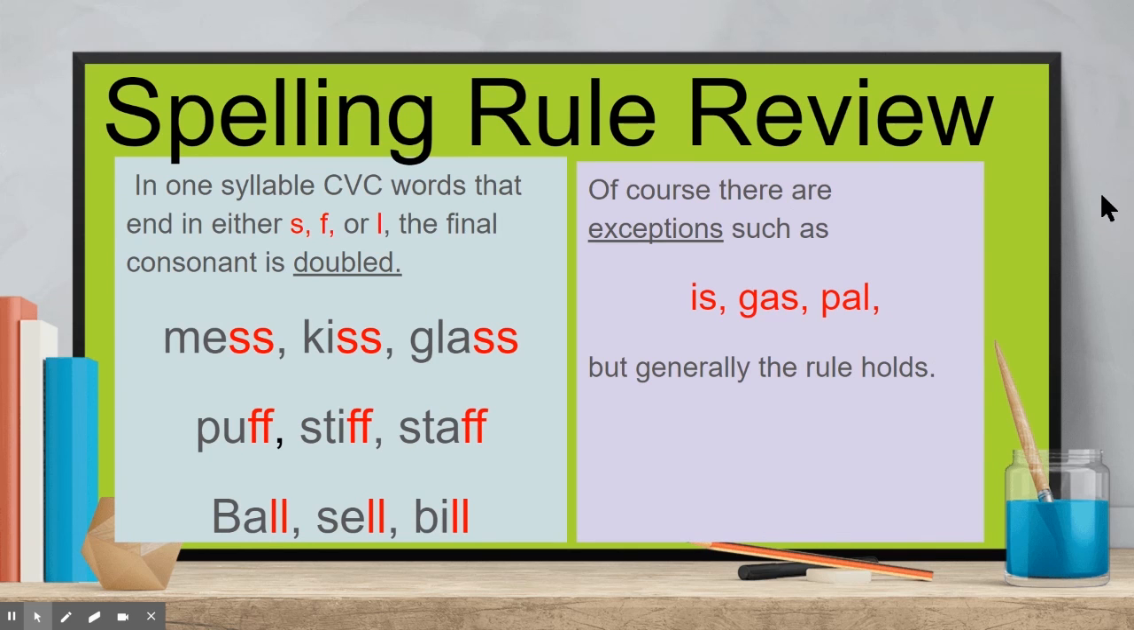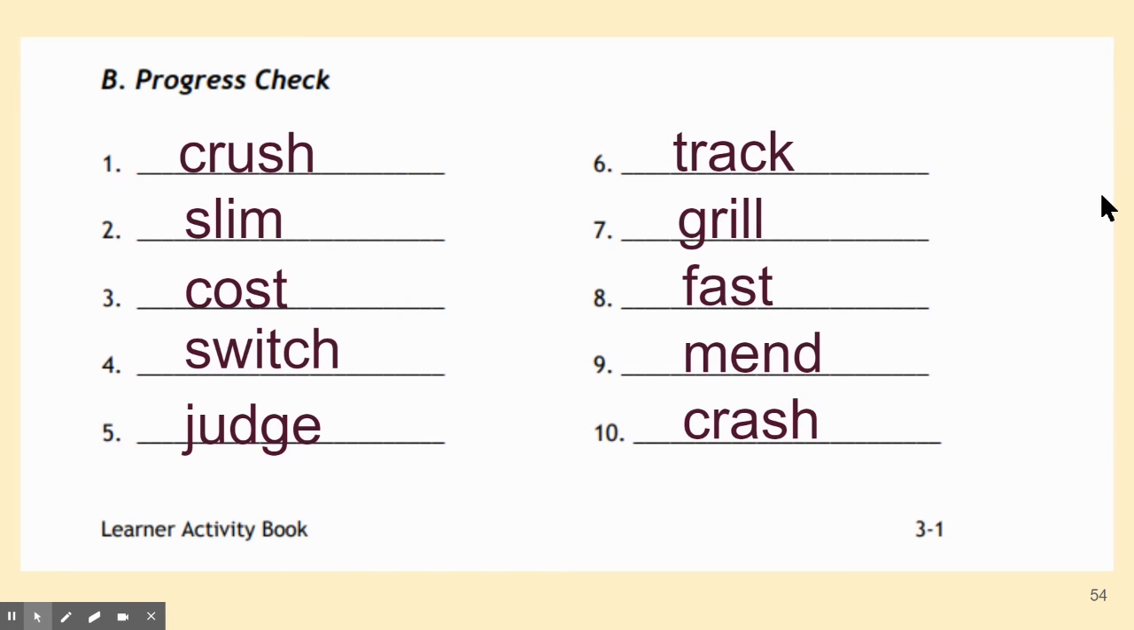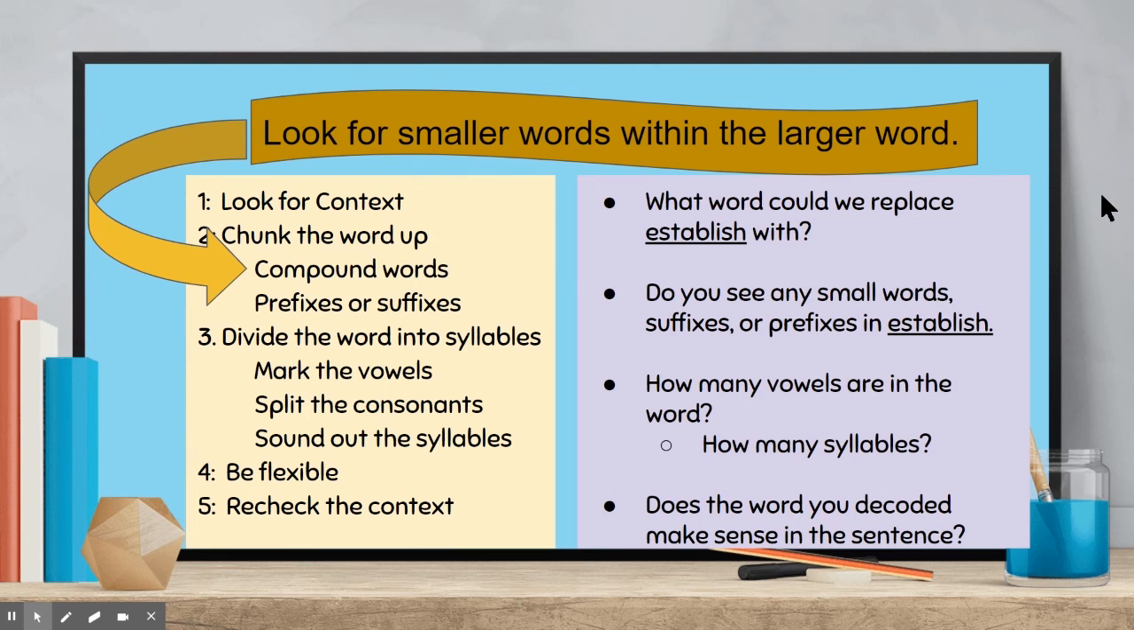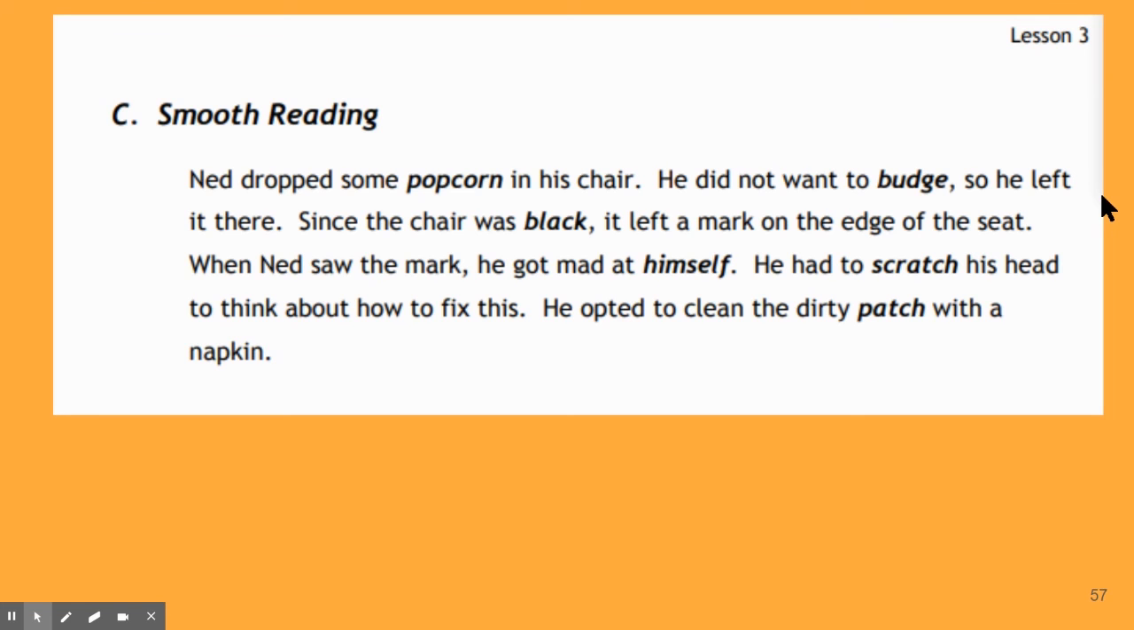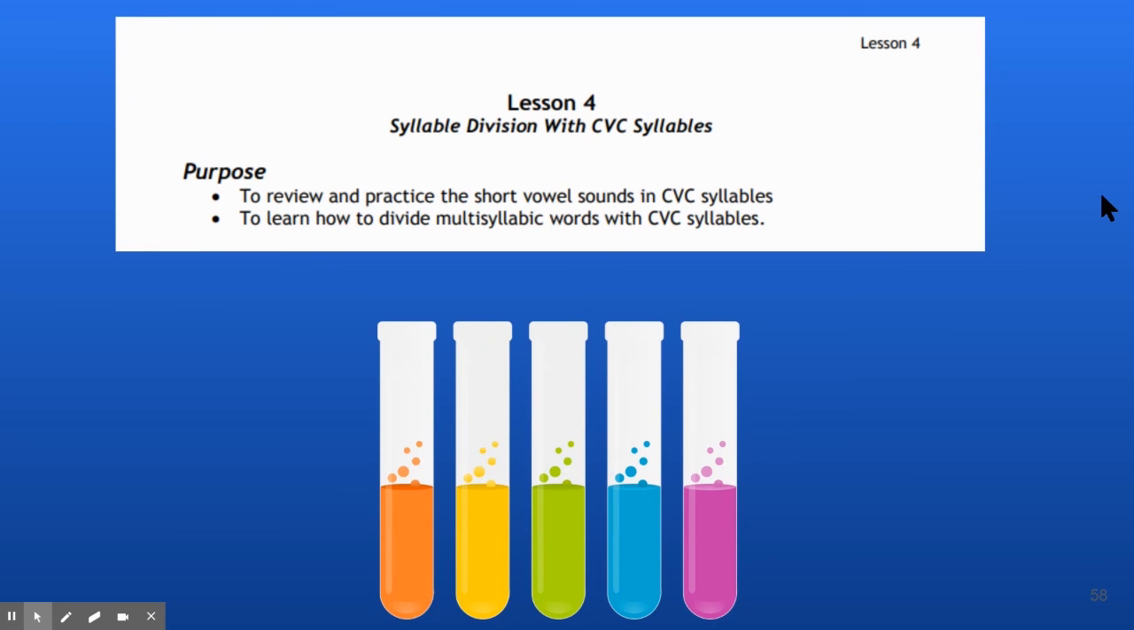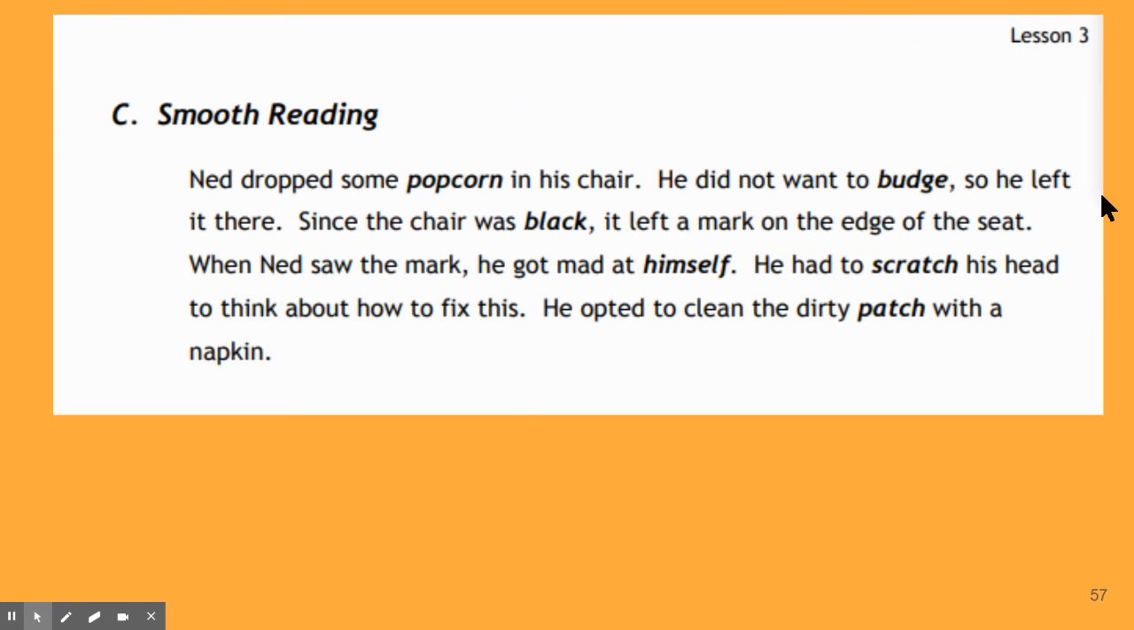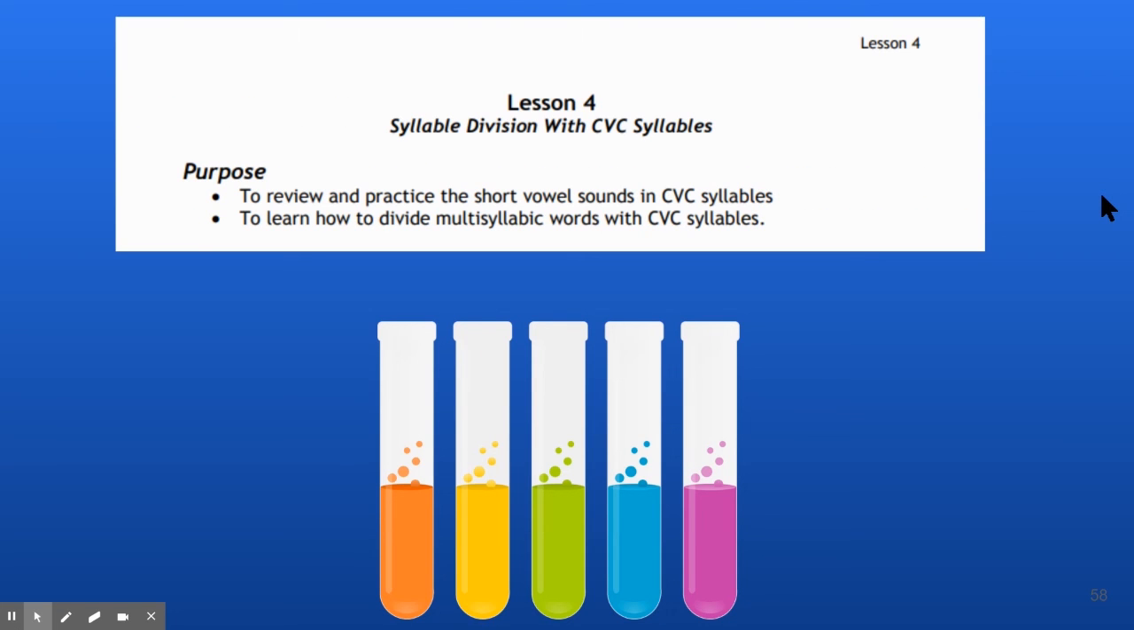We'll review the SS, FF, and LL doubling spelling rule. We'll do a little bit of spelling check. And then we'll read one more story. So read this here to yourself, which shows us some of these unique spellings in practice. And we'll make sure we're comfortable with all of these words. And then that will be the end of the lesson for next week.